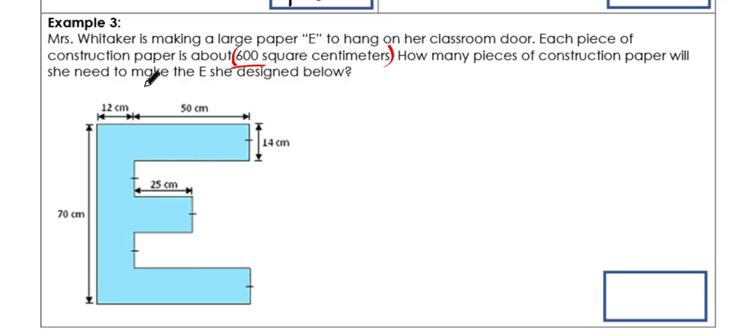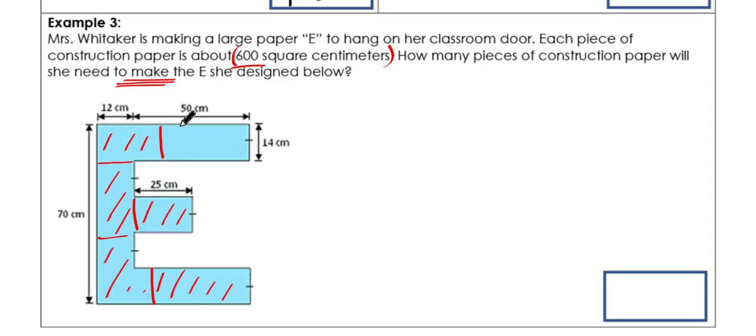Actually, it doesn't even say the word cover. How much it would take to make the E that she's designing. So we're just talking about making this with a bunch of construction papers put together. It's still talking about the amount it's going to take to cover it. I'm just using that word cover. Here they use the word make. The giveaway for area is really that phrase square centimeters. That's telling us that we're talking about the area that the construction paper actually takes up.